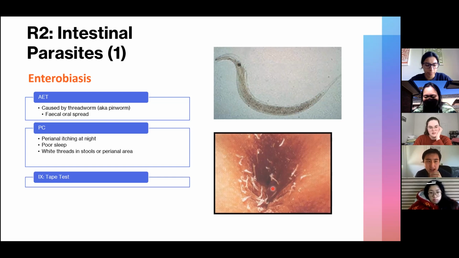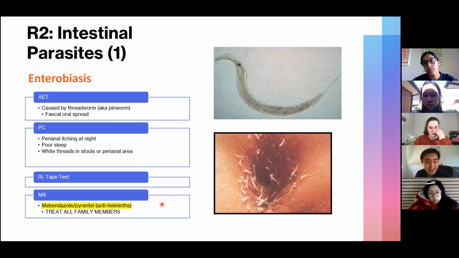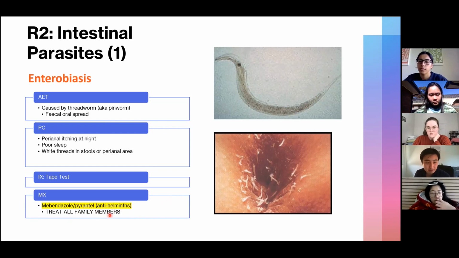Now, to manage this condition, does anyone remember what sort of drugs you use to kill these worms? This is a tricky one. I can't remember the last time we covered this, but the drug that's commonly used for helminths or worms is mebendazole and pyrantel. And the important thing here, as someone excellently mentioned in the comments, is to treat all family members. So mebendazole for everyone. Good.